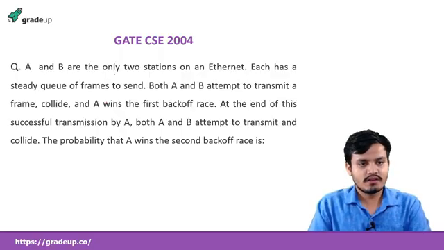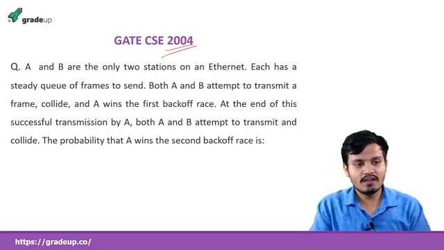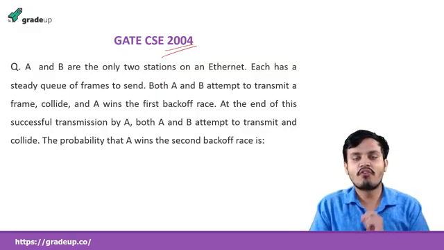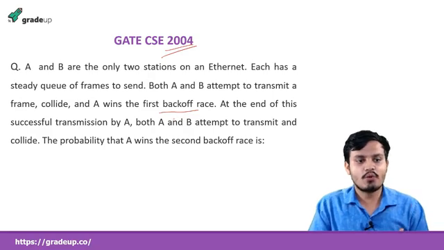Now this was asked in 2004. This question says that A and B are the only two stations on the Ethernet. Each has a steady queue of frames to send. Both A and B attempt to transmit a frame and collide, and A wins the first back-off race. So we understood that it is a question based on the back-off algorithm, and A has won the first race.